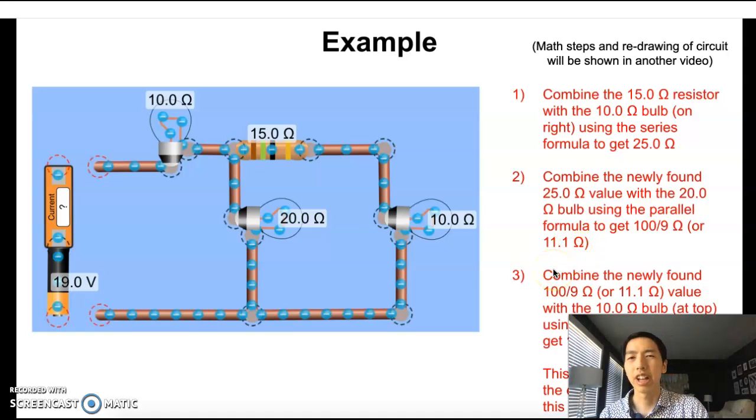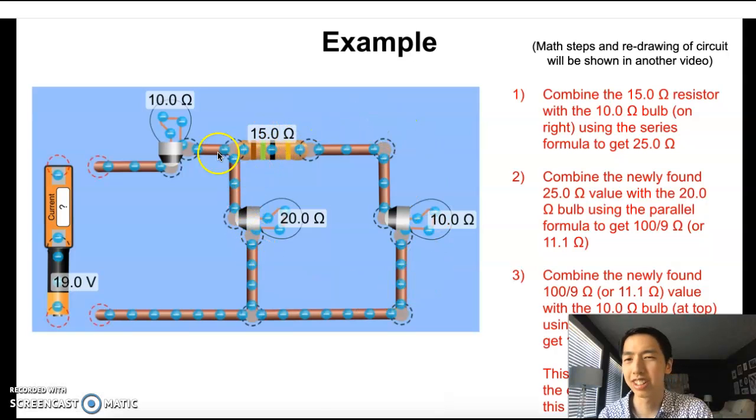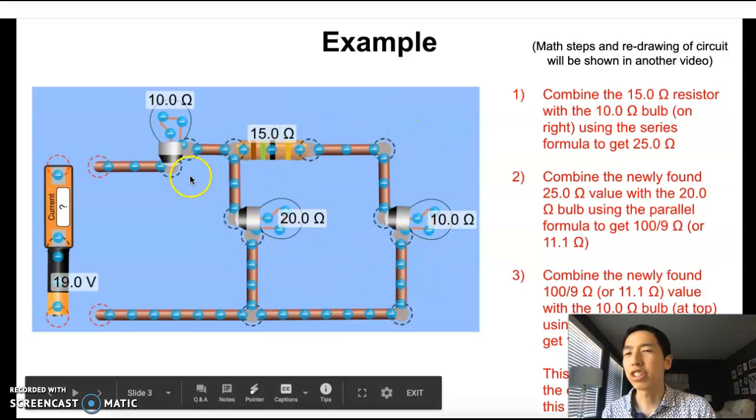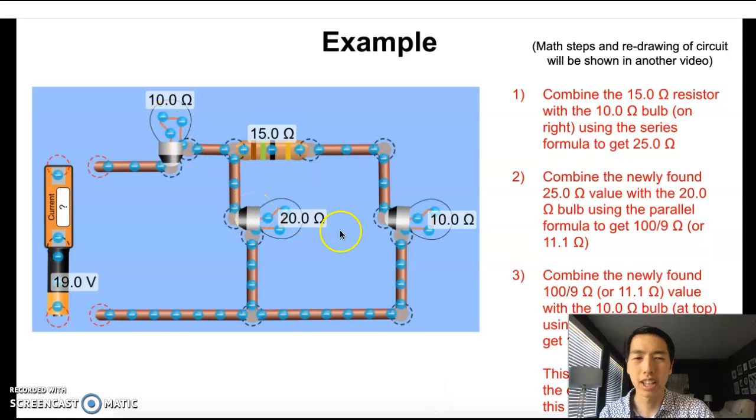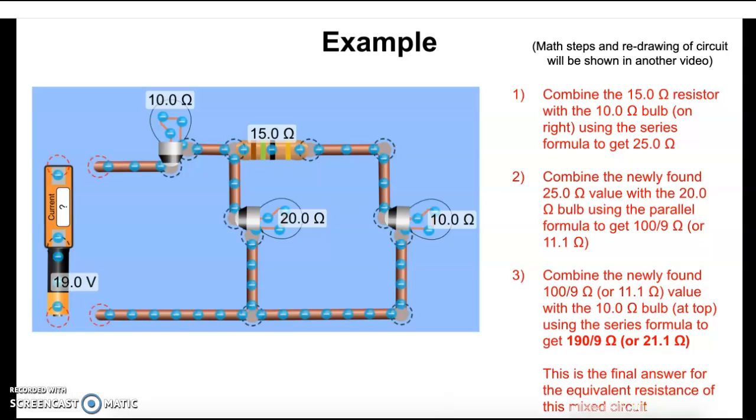Then I go back to step 1, and I realize that this 10 ohm bulb is in series with this 11.1 ohm chunk. So I just add 10 to 11.1, and that gets me an answer of 21.1 ohms. And that's the equivalent resistance for this circuit. Once again, I'll show you this a second time in a second video where I actually write out the mathematical steps and redraw the circuit after each step.